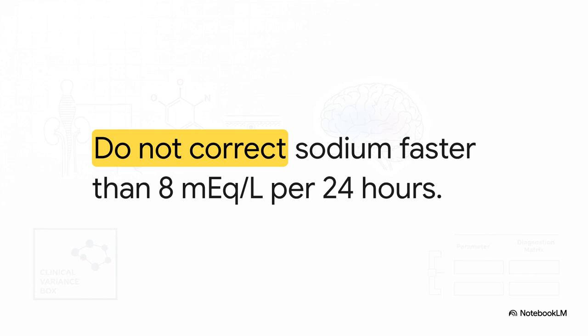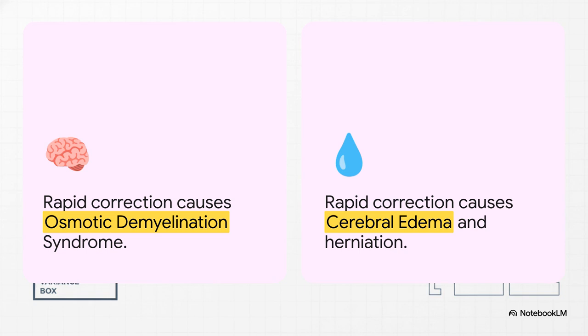So here is your high-yield absolute rule. Once a patient's symptoms improve, you absolutely must not correct sodium faster than 8 milliequivalents per liter over a 24-hour period. This strict clinical threshold is literally the only barrier between your intervention and a severe demyelinating injury. Now, this clinical variance box sharply contrasts these discrete complications.